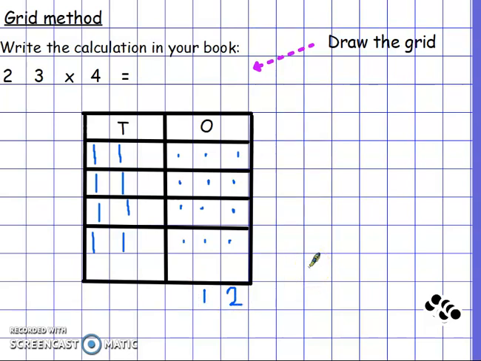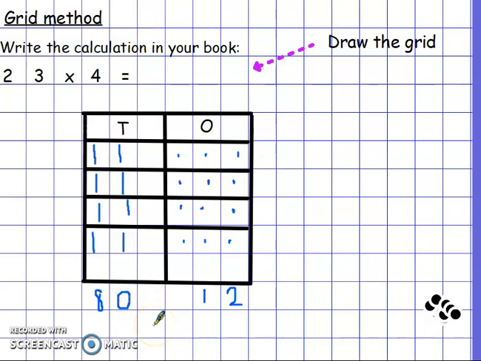You can see that we've partitioned 23 and we've got our 20s under the tens column and we've got 4 lots of 20. Let's count up in 20s together. How many have we got? 20, 40, 60, 80. I'm going to write that down at the bottom.